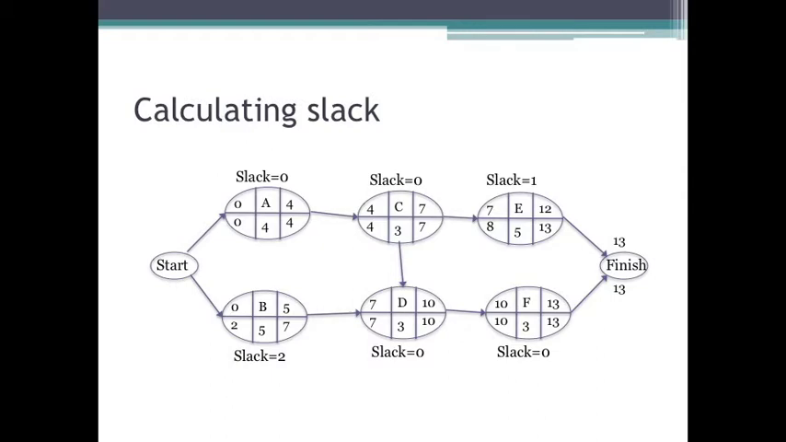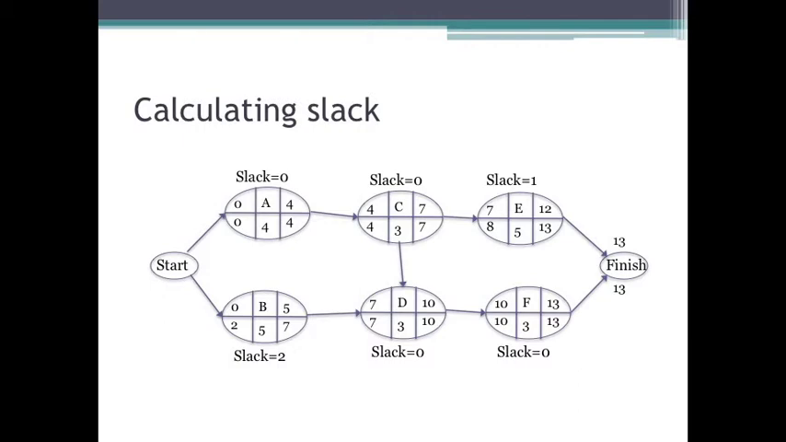Now here's where things get interesting. You see that task B and task E have slack of 2 and 1 respectively. But you see that there are a lot of tasks here that have 0 slack. And it's important to note what's going on here. So, task A starts right away and goes 4 weeks. Once task A finishes, task C starts. It starts at week 4 and goes for 3 weeks, so it goes from week 4 to week 7.